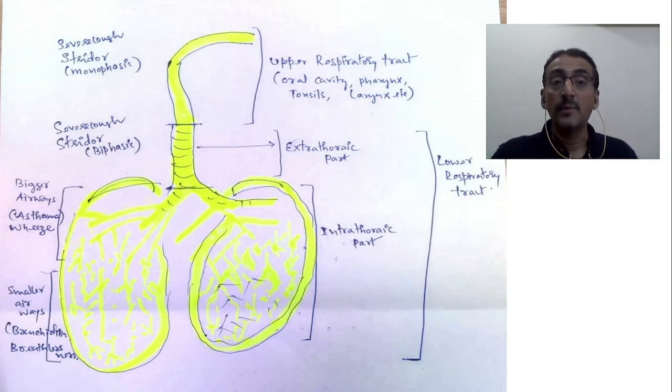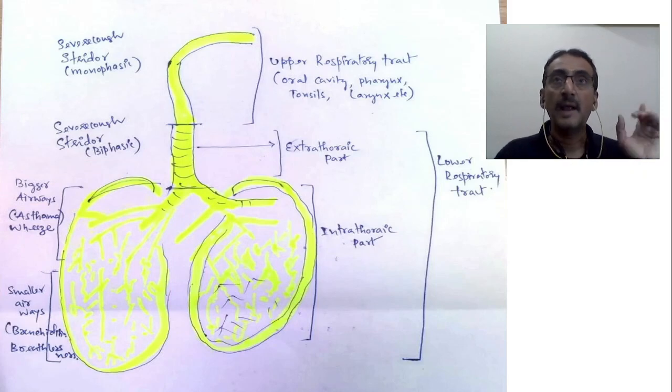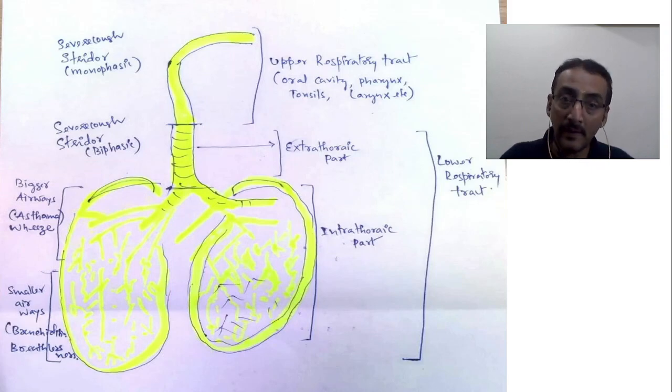Now let us see. When there is involvement of the upper respiratory tract like oral cavity, pharynx, tonsils, etc., the severity of the cough is more. So the cough is very severe and there may be stridor. Most of the time we will have the stridor, and the stridor is monophasic. Stridor is only during inspiration, not during expiration. During expiration there is no stridor, but during inspiration there is a stridor. Monophasic stridor. Okay, that's clear.